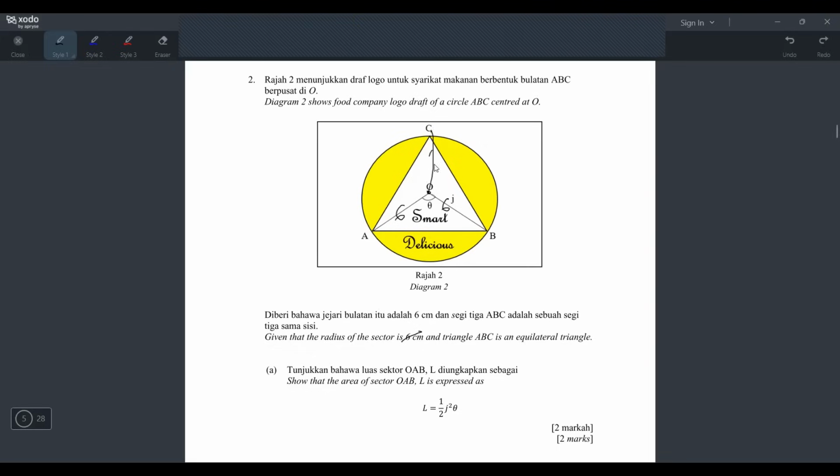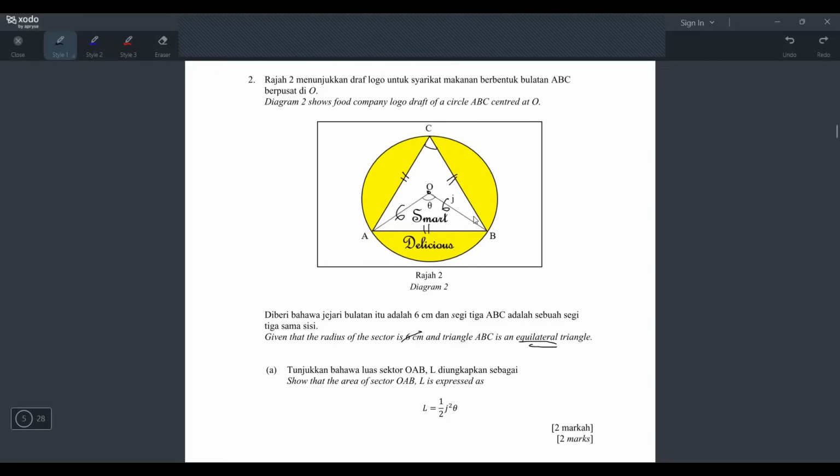If I tarik O to C also will be 6. Okay, but I will not do that. Okay. And then it says triangle ABC is an equilateral triangle. It means this is equilateral, equilateral, equilateral, this triangle. And what does it mean by equilateral? Means all three sides sama panjang. And if all three sides sama panjang, all these three angles will be same also.